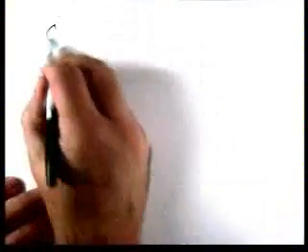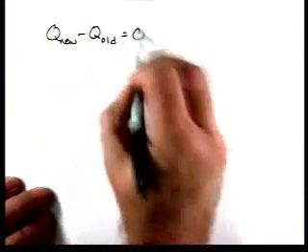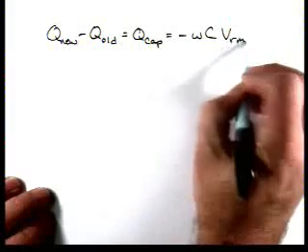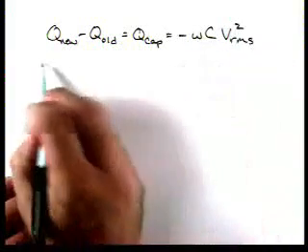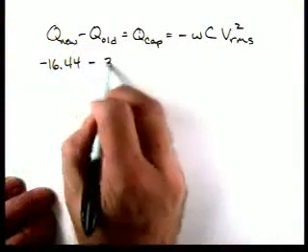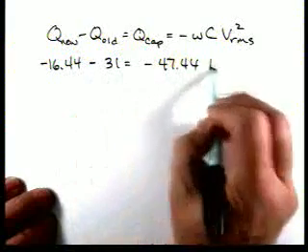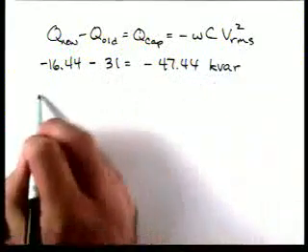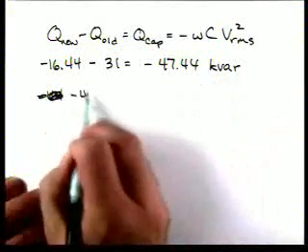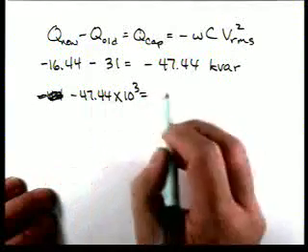Okay. So Q new minus Q old equals Q cap, which is minus omega C VRMS squared. So we have minus 16.44 minus 31 is minus 47.44 kilovars. So now we have minus 47.44 times 10 to the third.